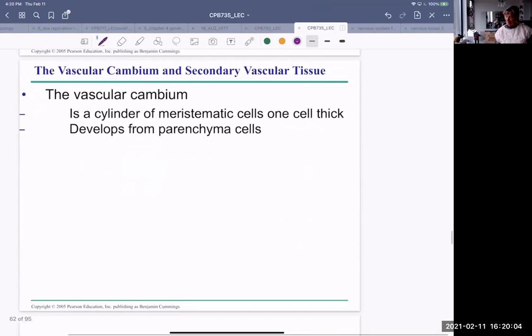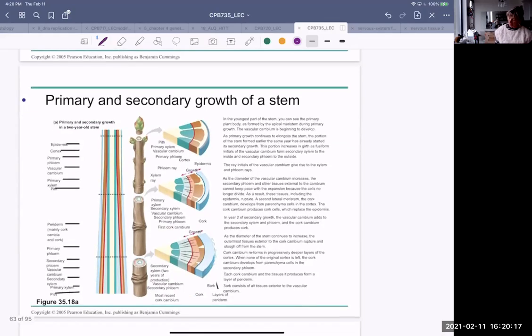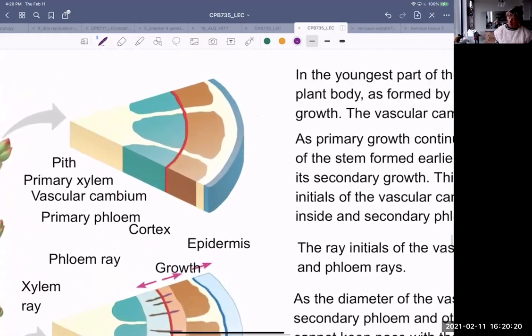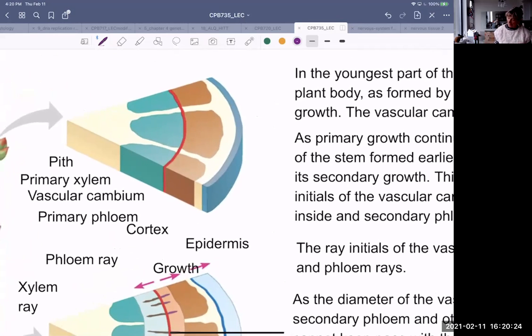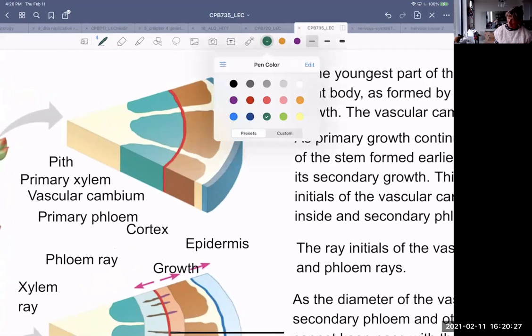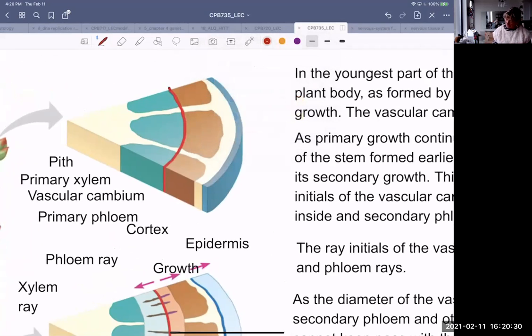So the vascular cambium is a cylinder of meristematic cells. So they are basically embryonic cells. It's one cell thick. It develops from parenchyma cells. The vascular cambium. I know this looks like quite complex, but this is while a plant is growing, a woody plant in particular. So this is the layer of vascular cambium. It's just one cell. But what it lays down is phloem and xylem.